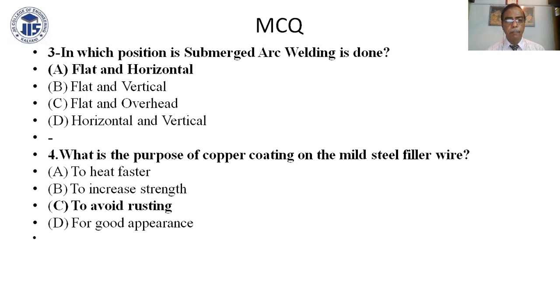Question number 4. What is the purpose of copper coating on the mild steel filler wire? In submerged arc welding and also MIG welding, on the submerged arc wire and MIG wire, there is a copper coating. What is the purpose? A is to transfer heat faster. B is to increase strength. C is to avoid rusting. D is for good appearance. It is not heat transfer, not increasing strength. To avoid rusting of the mild steel filler wire, copper coating is given. Not good appearance; appearance is secondary in engineering, the purpose is rust prevention. To prevent rusting on the wire, copper coating is given. So this is how the submerged arc welding process is done.